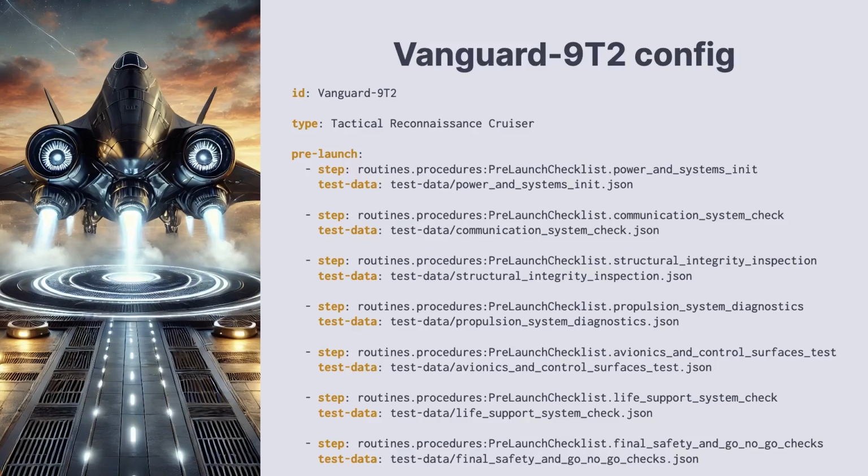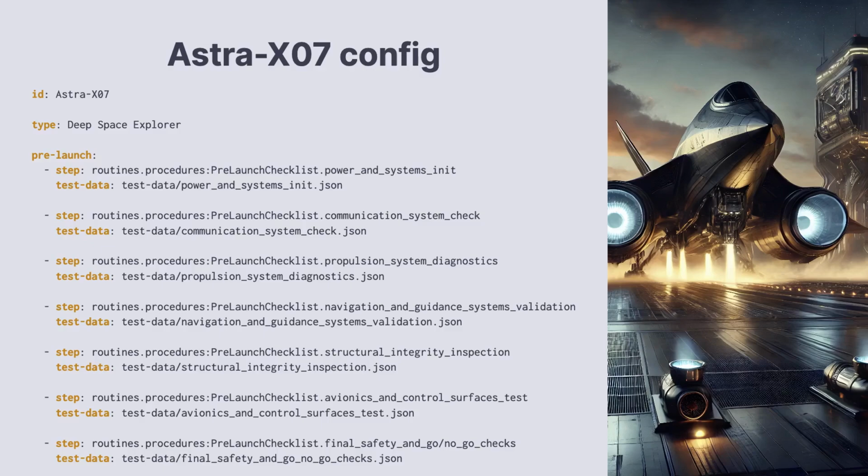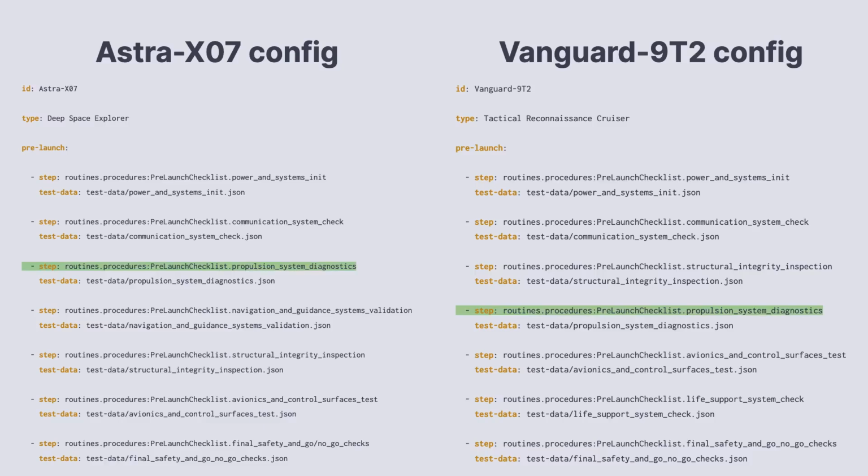For example, the checkup routine for the Vanguard 92 Cruiser is similar to the one for the Astra X07 Explorer, but the steps are performed in a different order, and there is no need to validate the navigation and guidance systems, as the reconnaissance cruiser is a piloted spacecraft. The Deep Space Explorer, on the other hand, is an autonomous, unmanned spaceship. That's why it doesn't need a test for its life support system, since it doesn't have any.